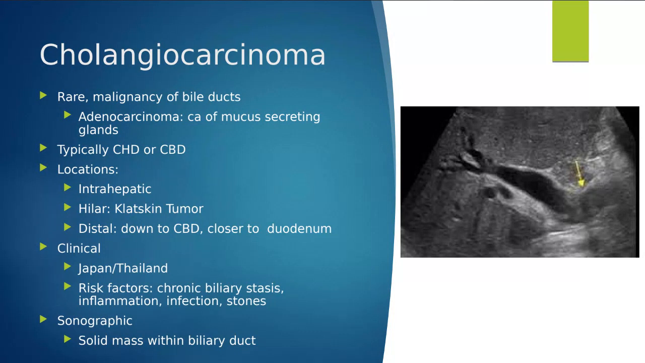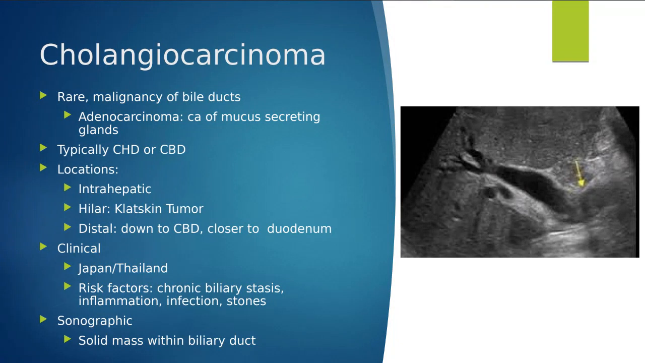Clinically, these are going to have a prevalence in Japan and Thailand. Very interesting statistics that come out of a lot of these pathologies. I'd be interested to see more information on it if any of you want to do a research project on some of these pathologies. Risk factors: anyone who has chronic biliary stasis, biliary inflammation, infection, or stones.